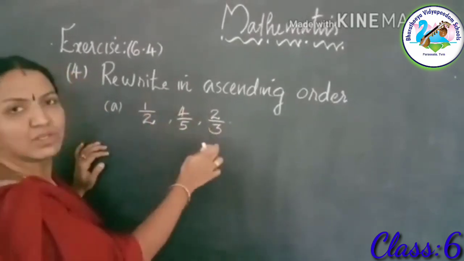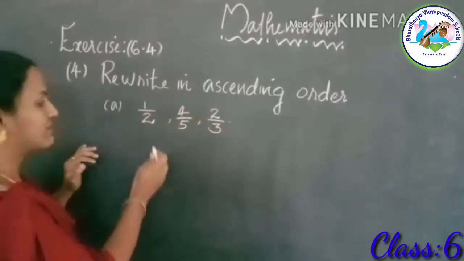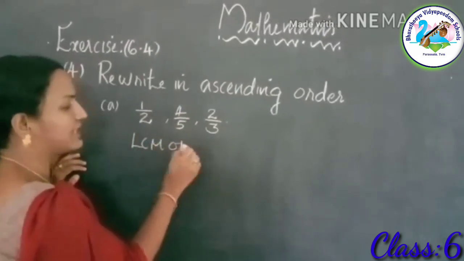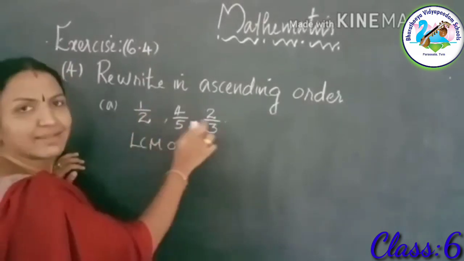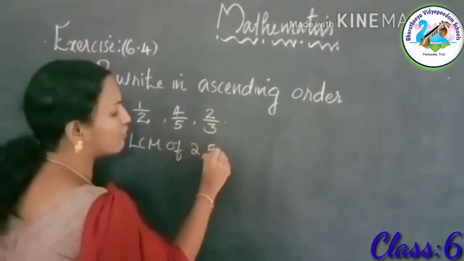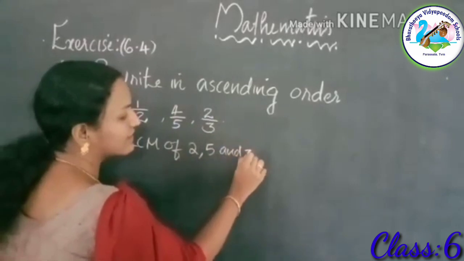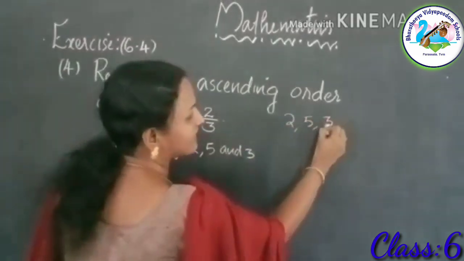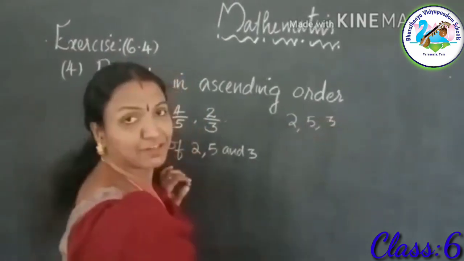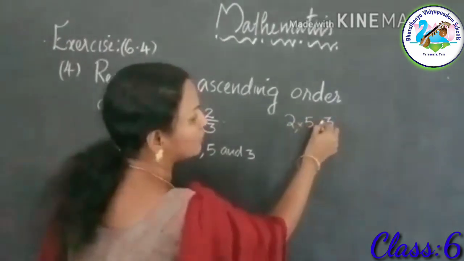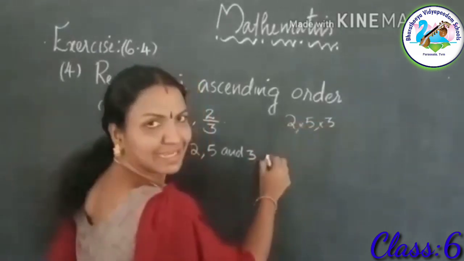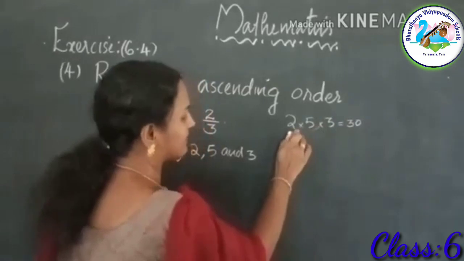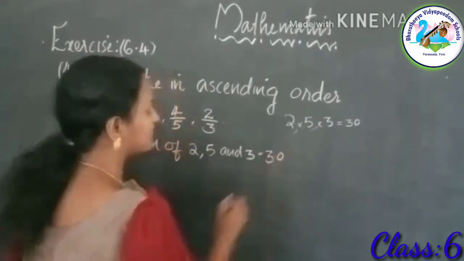First, converting them into like fractions. First of all, you have to find the LCM of the denominators. Here the denominators are 2, 5 and 3. LCM of 2, 5 and 3. These three numbers are different, so multiply 2 into 5 into 3. 2 into 5 is 10, 10 into 3 is 30. The LCM is 30.